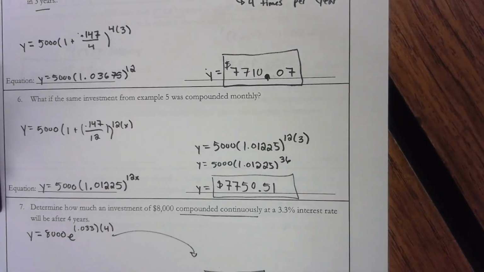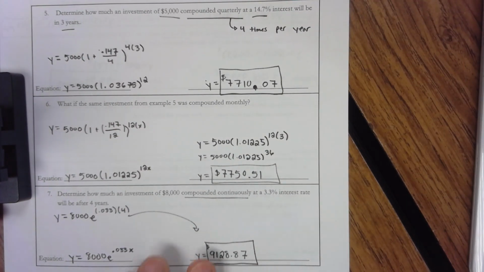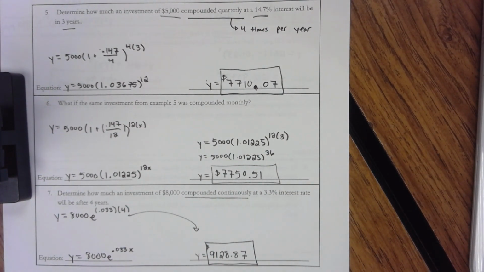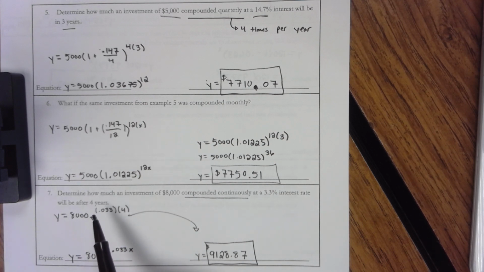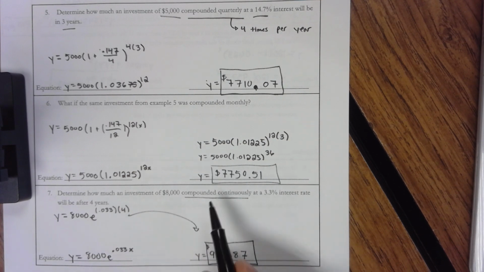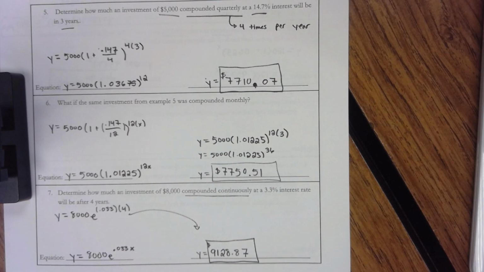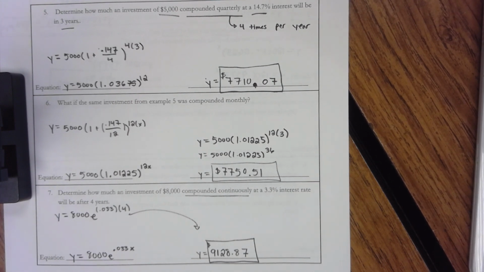Now, I want to compare what we just did with number 5, because you might think, if I'm investing $8,000, that's more than $5,000. And yes, we're looking at more time, so that's more opportunity to gain interest. So why are we not seeing quite as big a growth as we saw in number 5? Somebody answer that.